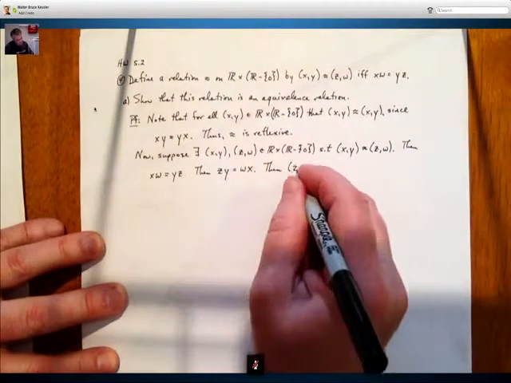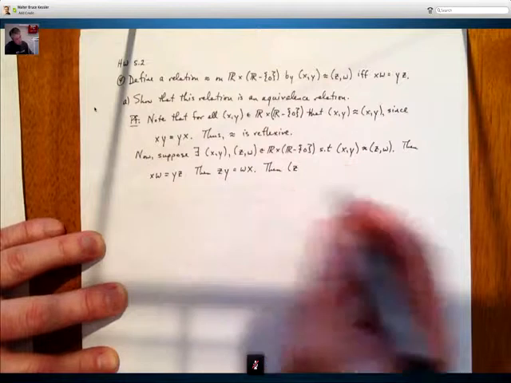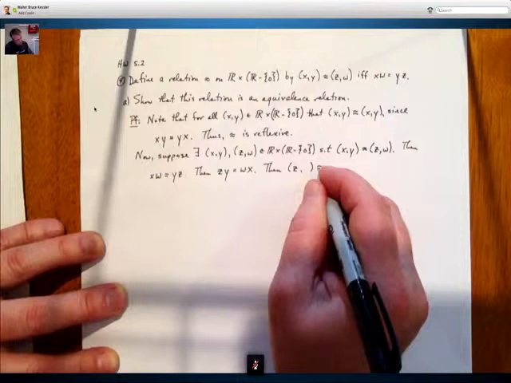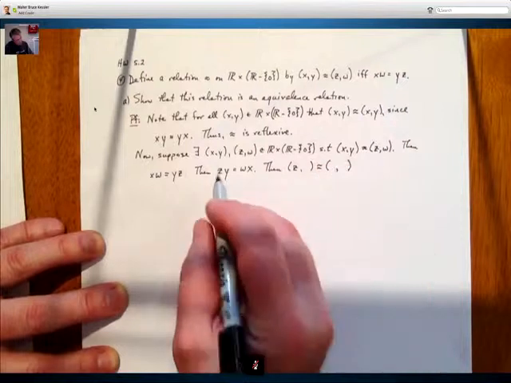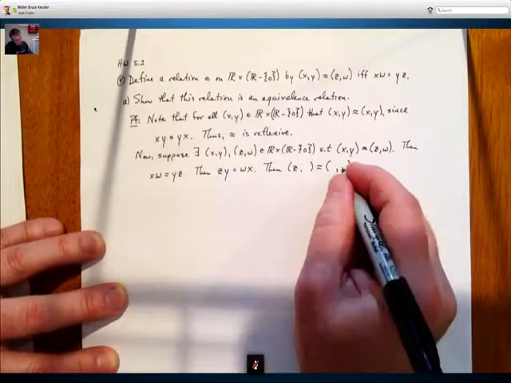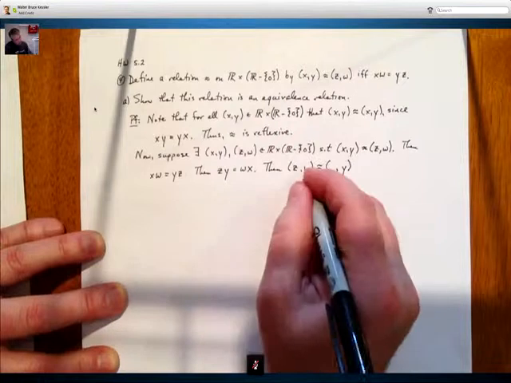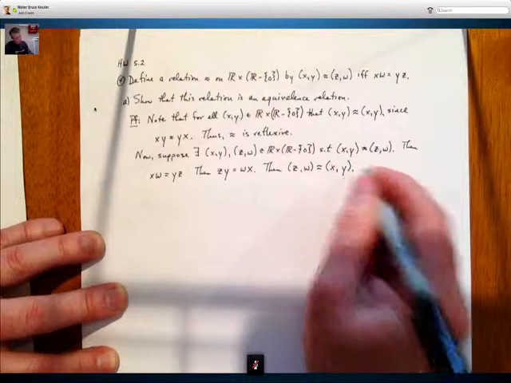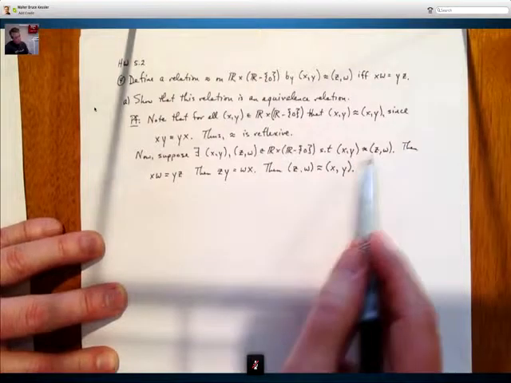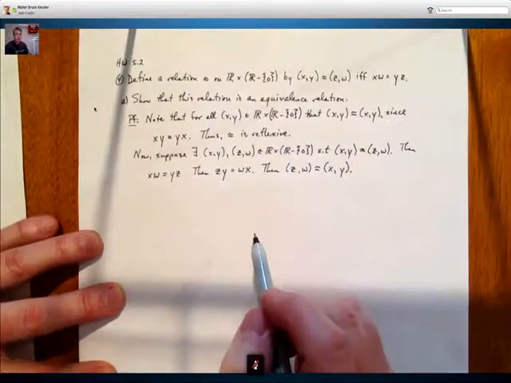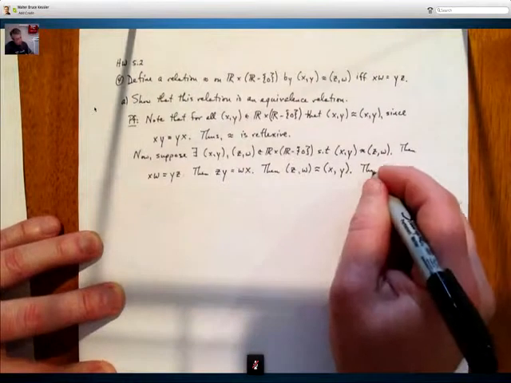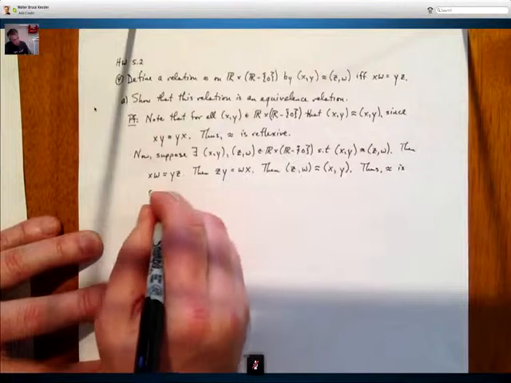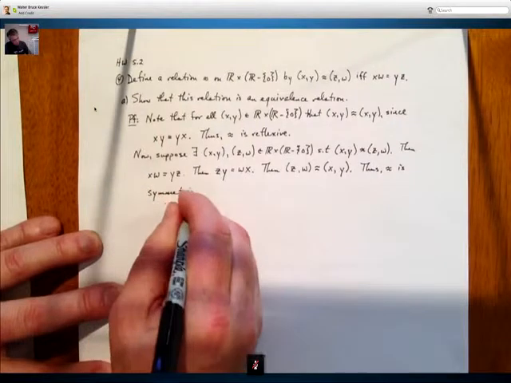Then zy equals wx. Oh, that's what we had to show, right? That I could reverse the order and that you had the relation in the other way. Thus, double squiggle is symmetric.